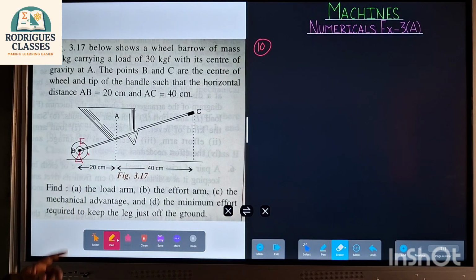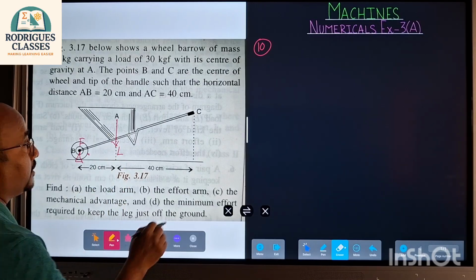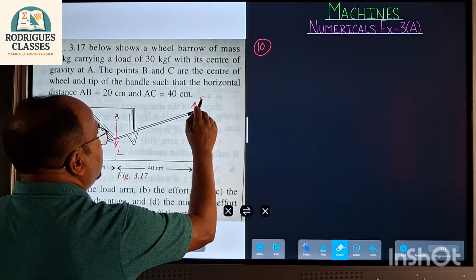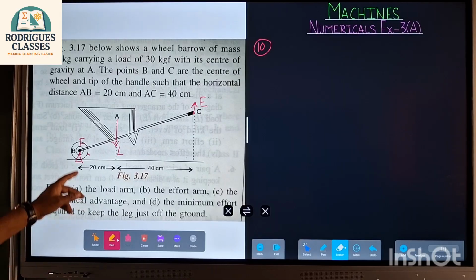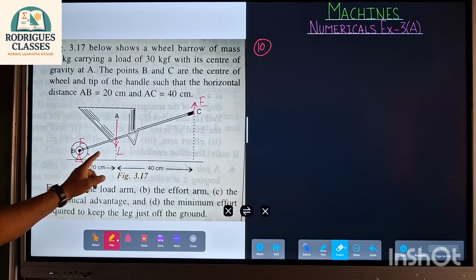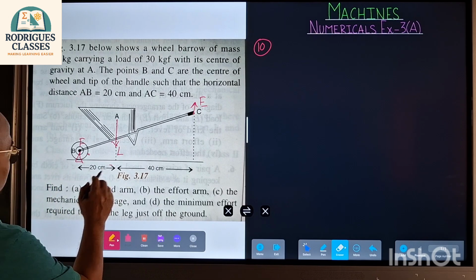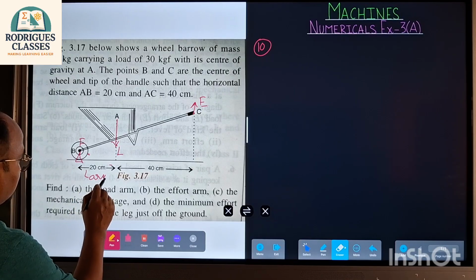Okay, this is the fulcrum. The load is acting from here, and the effort will be applied in the upward direction. Okay, and then it is told that the distance AB, A to B, is 20 centimeter. So you know that this will become the load arm. Okay, this will be your load arm.